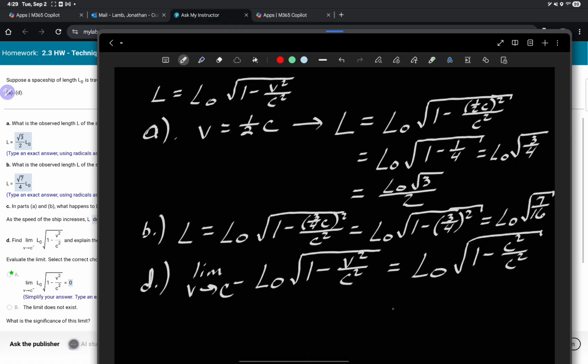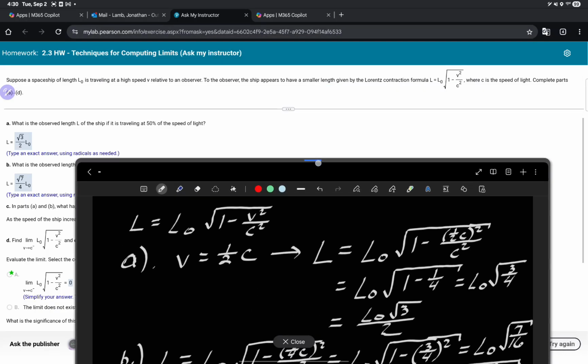That's just going to be 1 minus 1 in there, so L sub 0 times the square root of 0, and then that's just going to be the limiting value of 0. So as that's approaching the speed of light, the length of the spaceship is going to approach 0 from the observer, or at least the observer's perspective of the length of the spaceship.